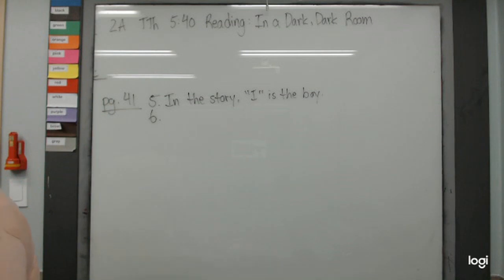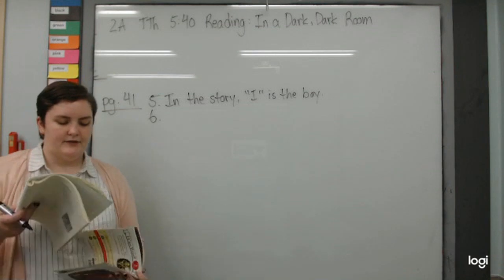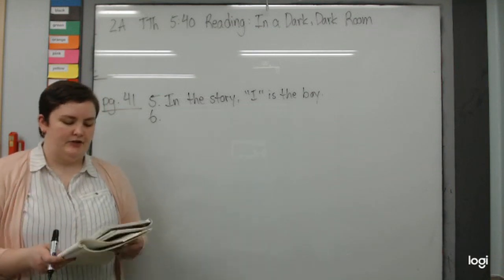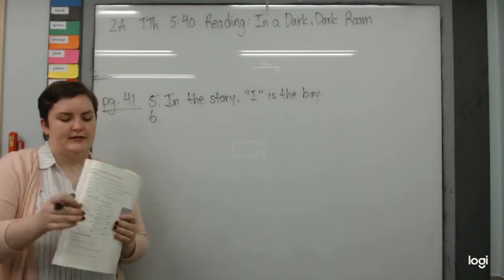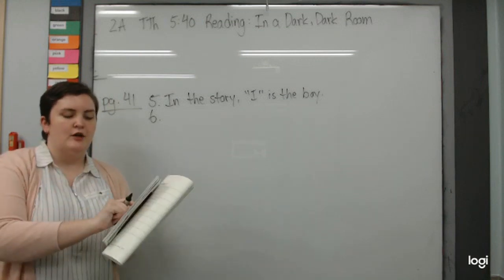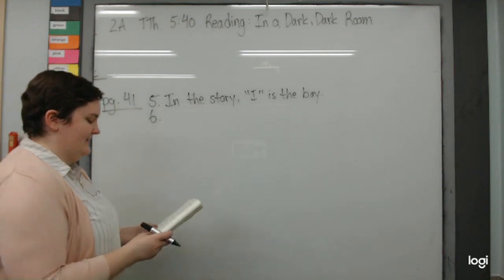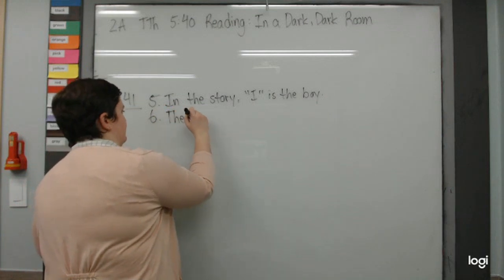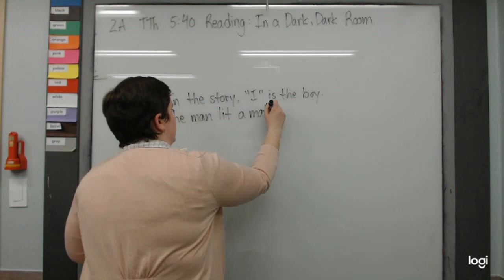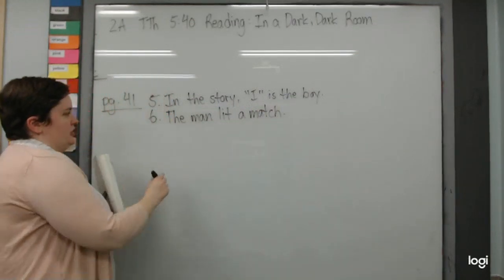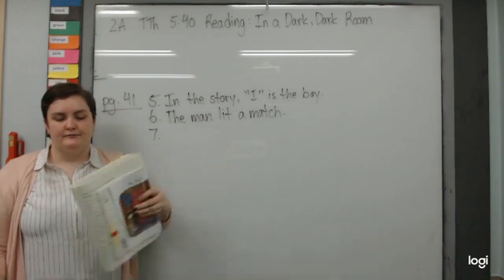What did the man do to look at his watch? So, it's dark out, he can't see his watch. What does he do? He lights a match. So he takes one of those little paper sticks and goes whoosh. So, number 6, the man lit a match. Means he made the match on fire.